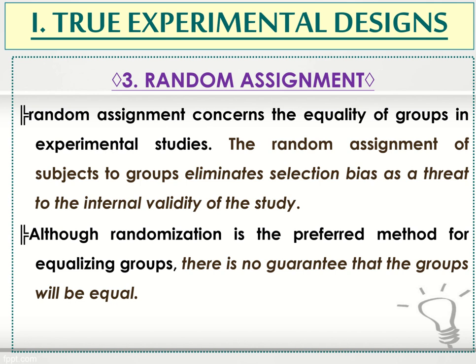So one method might be to flip a coin. For example, if the coin comes up heads, a participant would be assigned to one group. If it comes up tails, she would be assigned to the other group. So pwedeng ganon yung ating pag-assign sa mga subjects. Take note of this. Although randomization is the preferred method for equalizing groups, there is actually no guarantee that the groups will be equal at all.